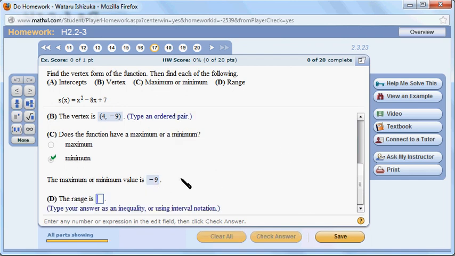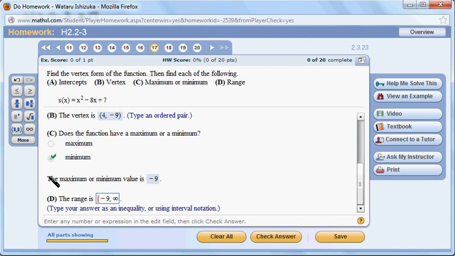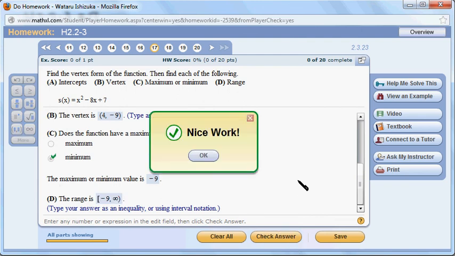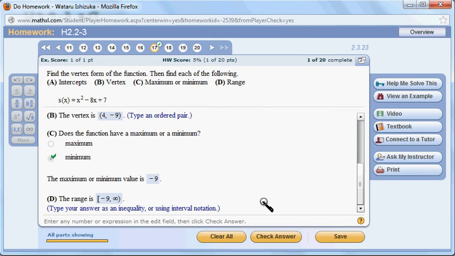All right, the range is, since the minimum is negative 9, so it's negative 9 and above, so it's going to be a square bracket, negative 9, then anything above, so just put the infinity, and then parentheses. All right, let's check that. All right, that's it. I hope that this was clear.